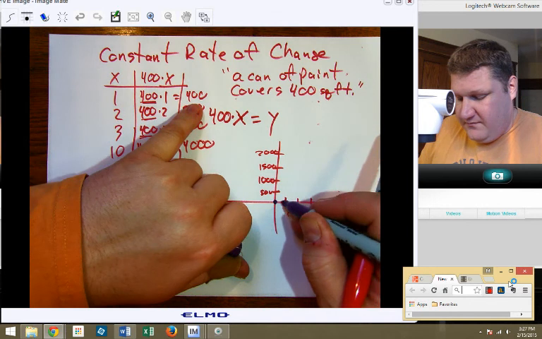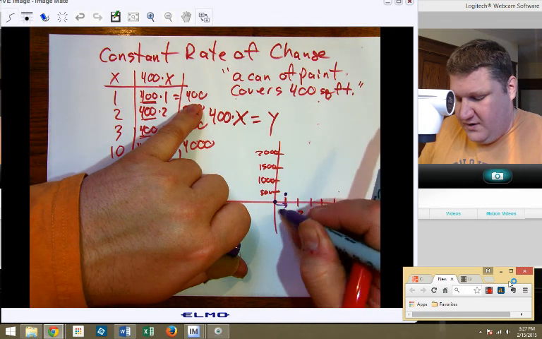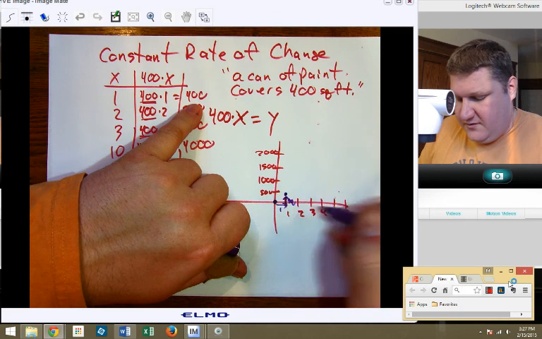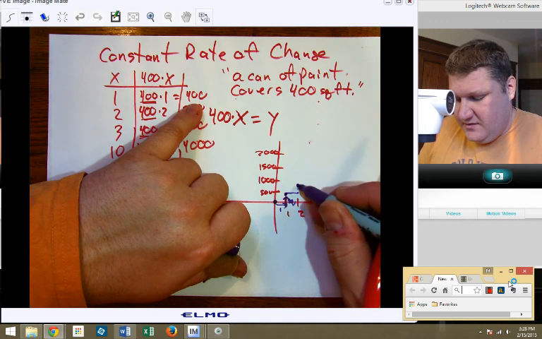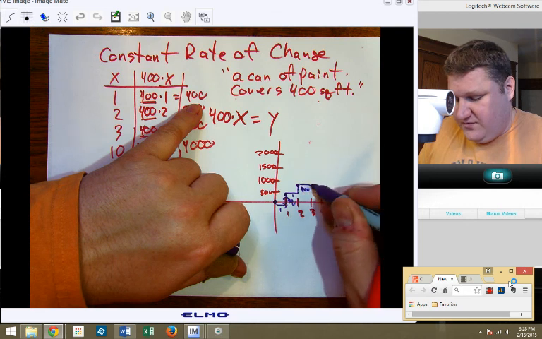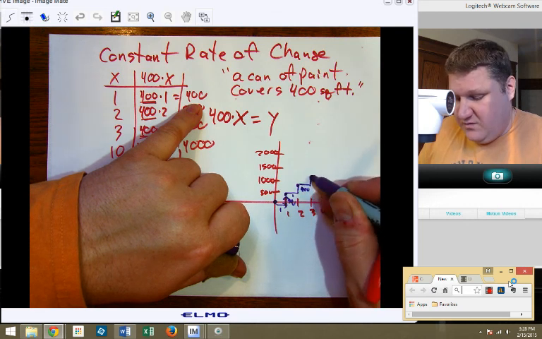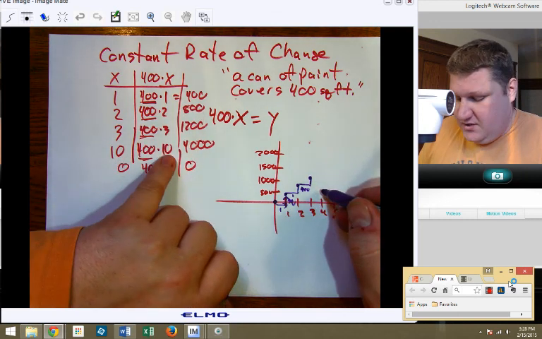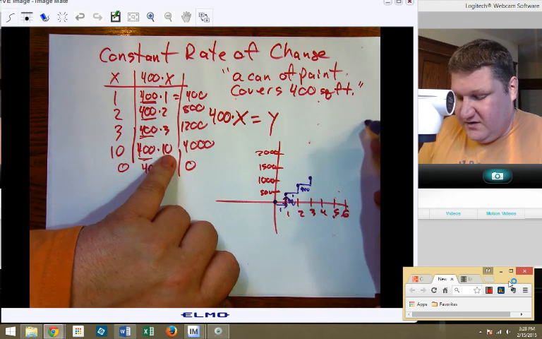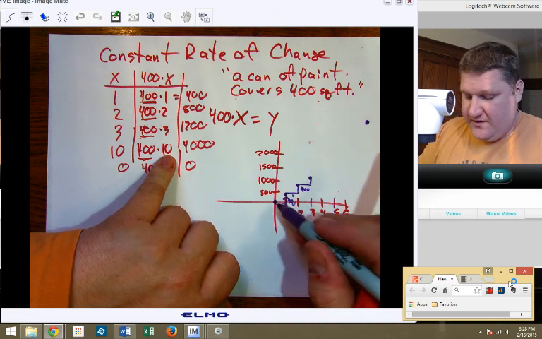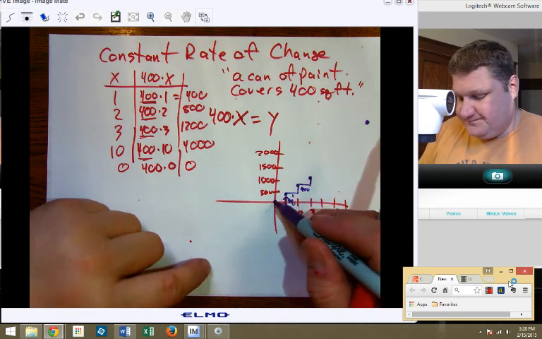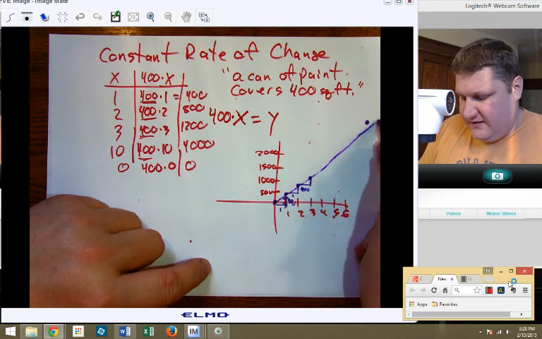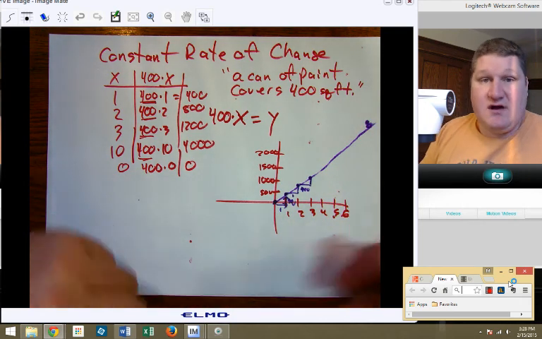And at 1 can, I go up 400. So over 1 can, up 400. Then I go over to 2 cans, go up to 800. So again, 1 more can, 1 more 400. Go over to 3 cans, go up to 1200. And I can keep on going until I would get to 10 cans, and it's going to be somewhere up here near 4,000. So for every bit that I go over, I'm going to go up the same amount. And if I do that, that's going to make a nice straight line.